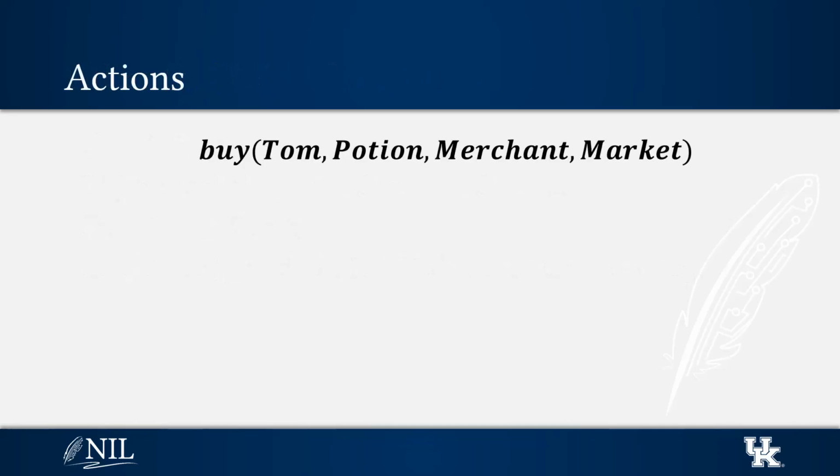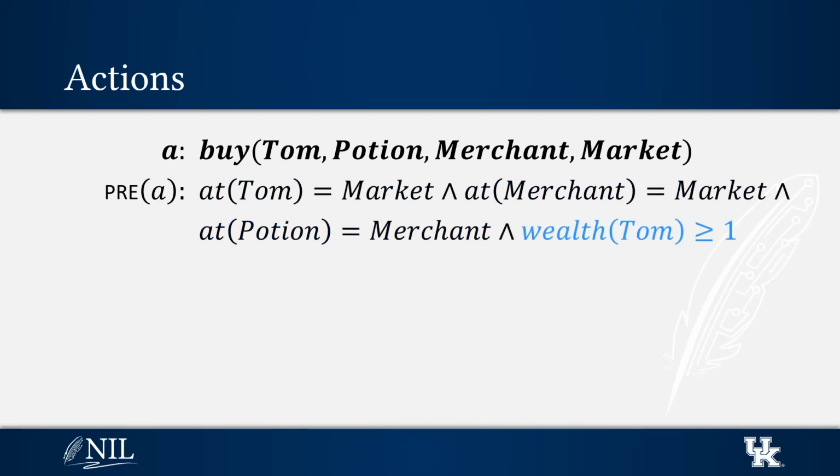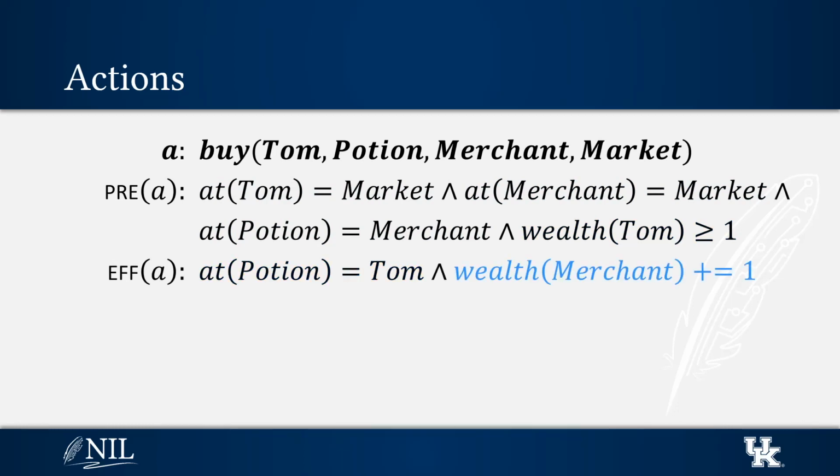The bread and butter of a planning problem are the actions the user defines. These are events which can change the state. For example, here Tom is buying the potion from the merchant at the market. We'll call this action A. Actions have a precondition, so for example we'll say that Tom has to be at the market, the merchant has to be in the market, the merchant has the potion, and Tom has at least one coin. Actions have an effect which describes how they change the world, so here Tom has the potion, the merchant has one more coin, and Tom has one fewer coin.